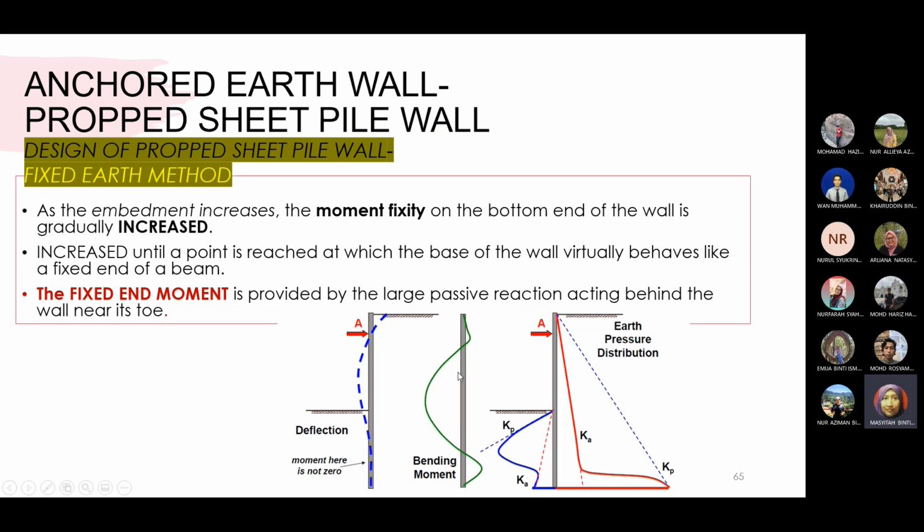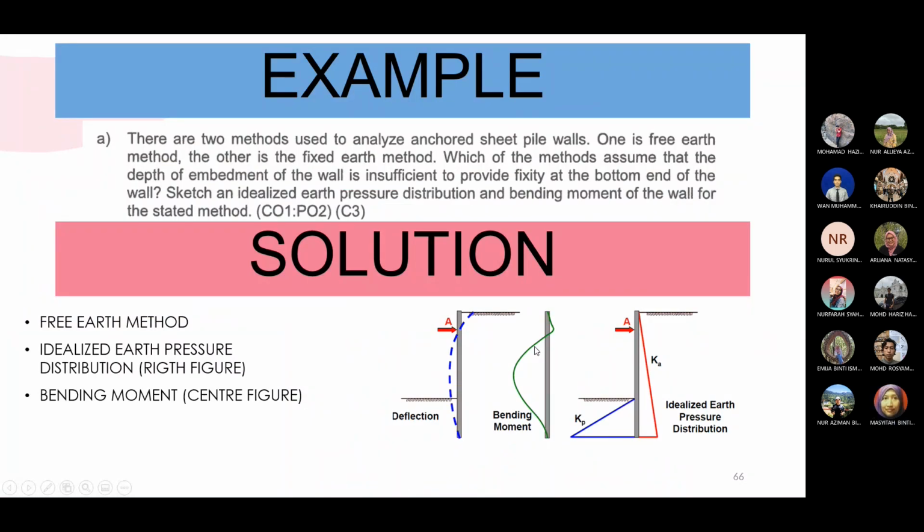The middle is the positive moment. And the earth pressure distribution, this is what we have. So due to this bending moment, the pressure diagram pun akan berubah lah mengikut nilai moment dan juga nilai daya yang bertindak oleh A at top.